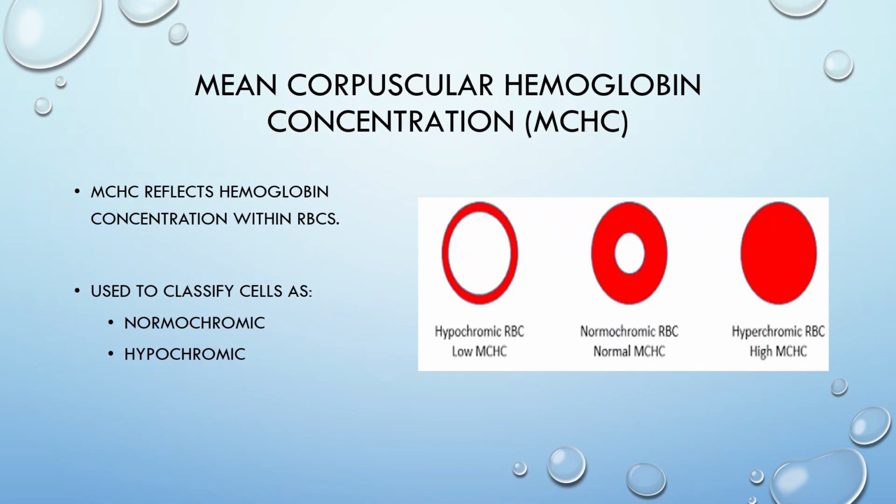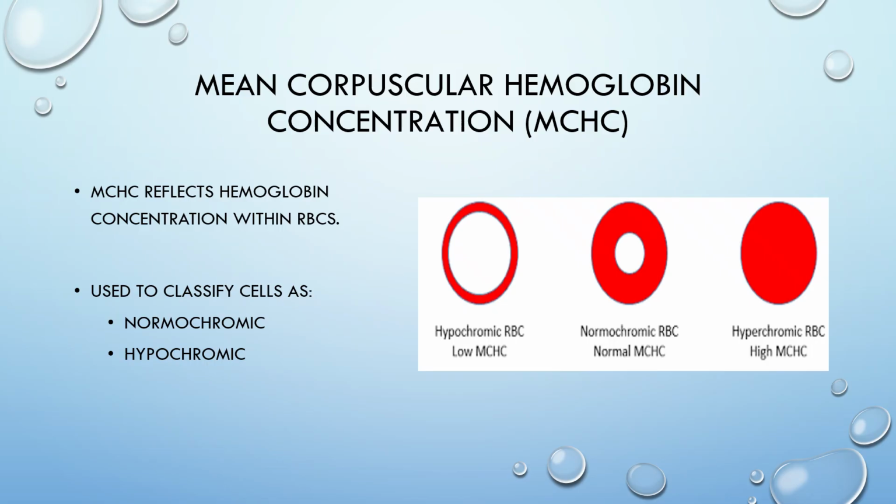Now let's talk about MCHC, or mean corpuscular hemoglobin concentration. This index reflects the concentration of hemoglobin within the red blood cell, rather than the total amount of hemoglobin per cell. In other words, MCHC tells us how densely packed the hemoglobin is inside the cell. This measurement is particularly helpful when we're evaluating the color and appearance of erythrocytes on a peripheral smear.